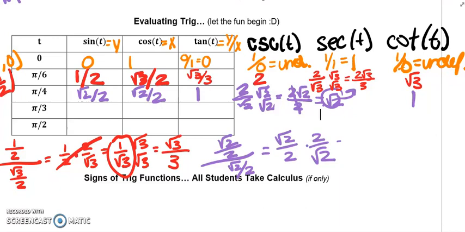Now I want you to pause it, and I want you to find all 6 trig functions for pi over 3 and pi over 2, and then check back.